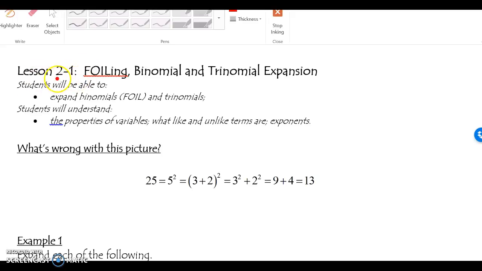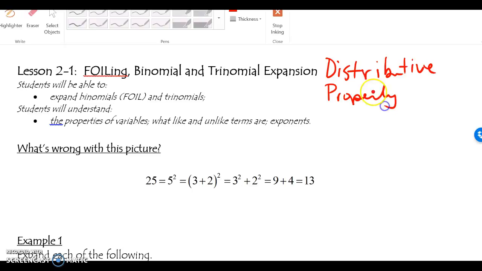Okay, this is the first lesson of our Unit 2, and this really is basically all just an application of the distributive property. So we're going to look at expanding a binomial times a binomial, a binomial times a trinomial, or even a trinomial times a trinomial.